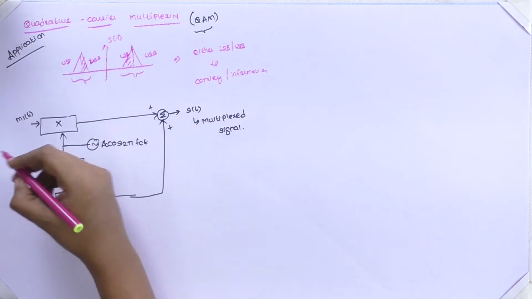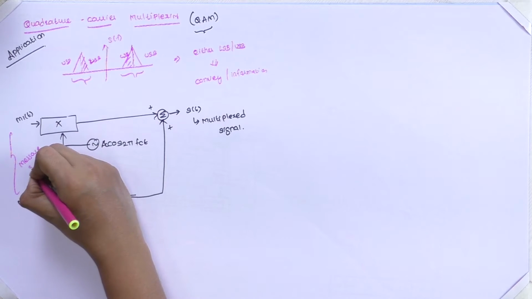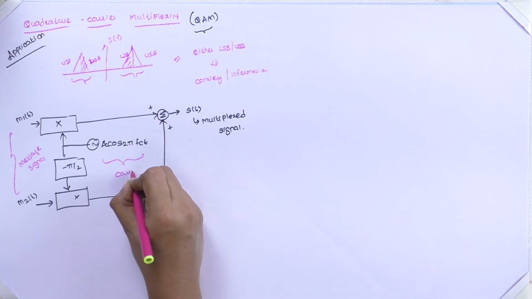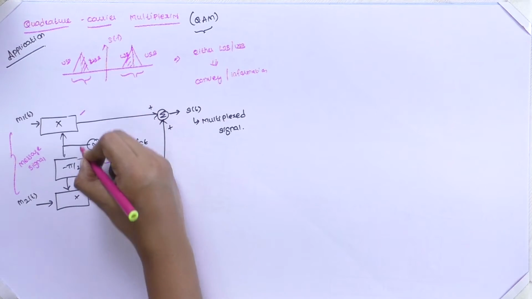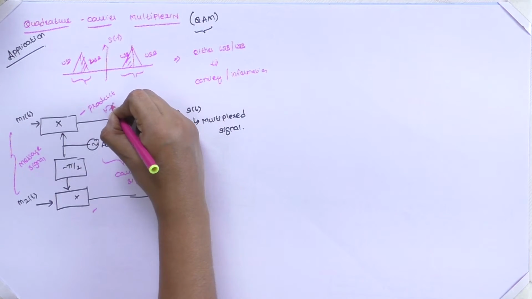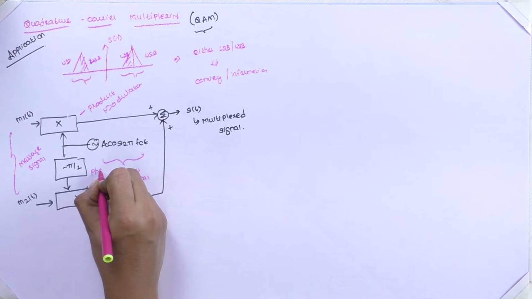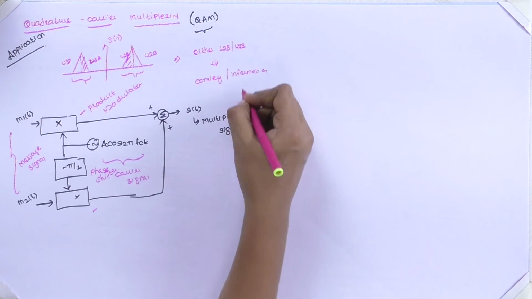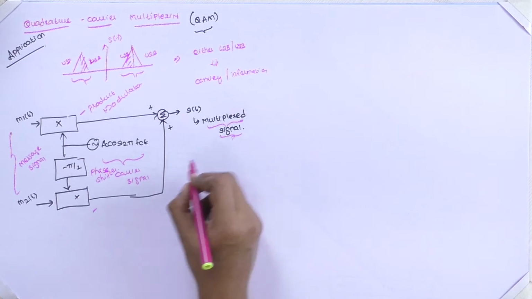These two, M1 of t and M2 of t, are our message signals, and this is our carrier signal. These two represent our product modulators, and this is our 90-degree phase shifter. So by exploiting the property of using either one of the sidebands, we are achieving quadrature carrier multiplexing.